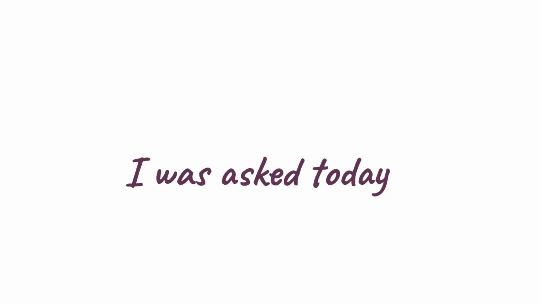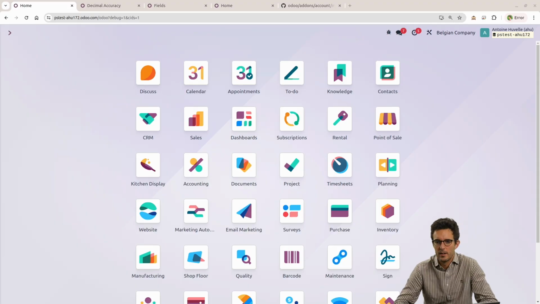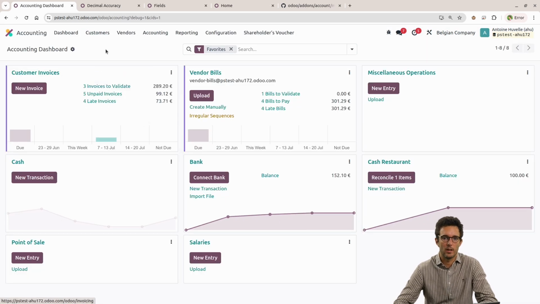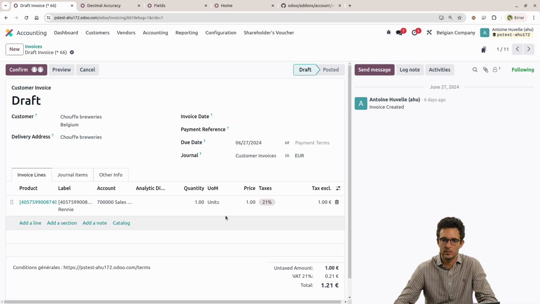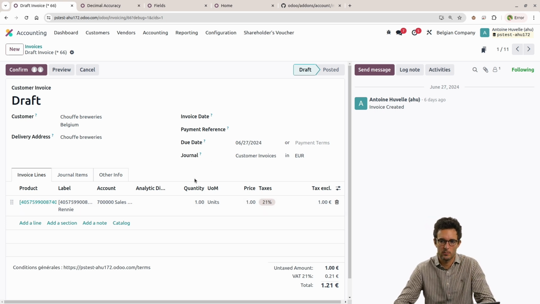Hi everyone. I was asked today, how can we change the prices of a product if we want to go further in terms of decimals? Let's discover that. So the question that was asked is the following. I have a customer that would like to have his invoices with a bit more precision in terms of prices or in terms of quantity.